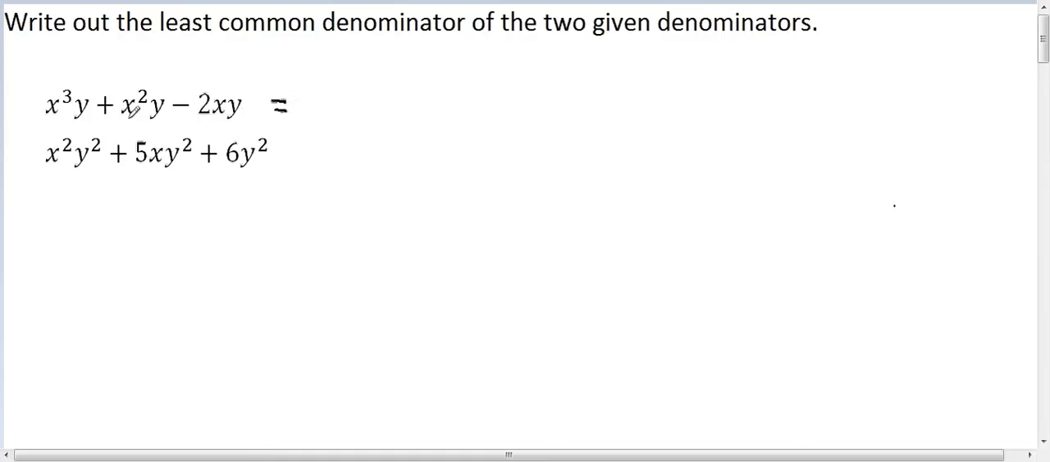The three terms here, x cubed y, x squared y, and 2xy, have a factor of x and y in common, so let's go ahead and factor that out. And when we do, we get x squared plus x minus 2.